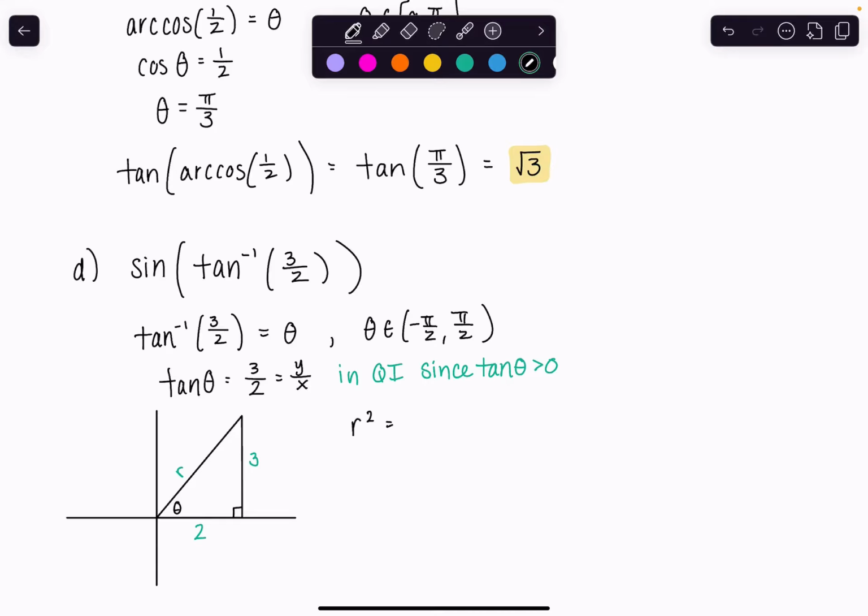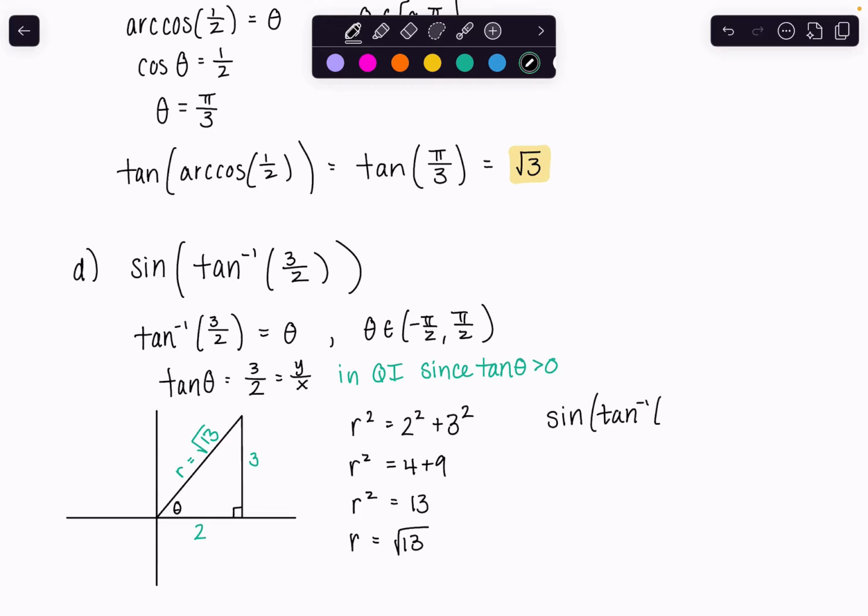My hypotenuse squared is equal to 2 squared plus 3 squared. That gives us 4 plus 9. So my hypotenuse squared is 13, meaning my hypotenuse is the square root of 13. Again, we always consider the hypotenuse to be positive. To find sine of tan inverse of 3 over 2, I know tan inverse is an angle, so this is really asking what is sine of that same angle.